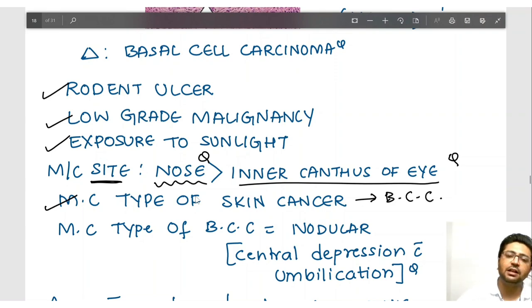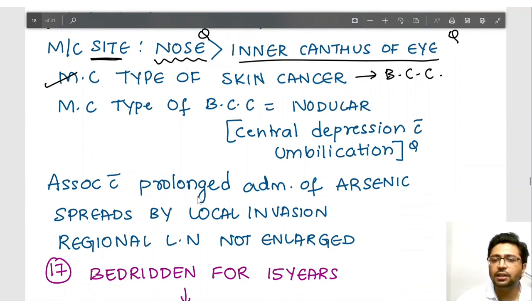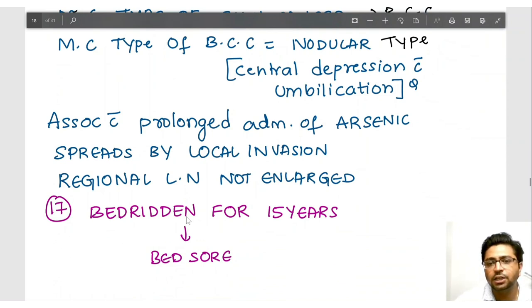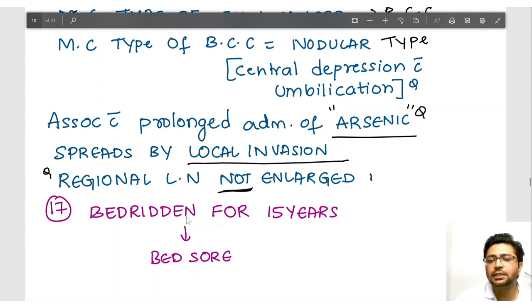The most common type of basal cell carcinoma is the nodular type, and in the nodular type the description is central depression along with umbilication. Basal cell carcinoma is also associated with prolonged administration of arsenic. So which element? Arsenic. This malignancy spreads by local invasion, and one should remember that regional lymph nodes are not involved in basal cell carcinoma.